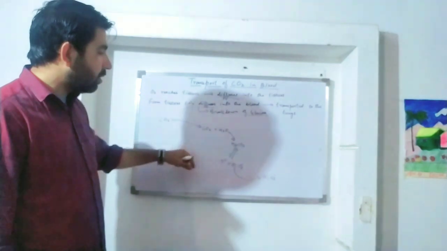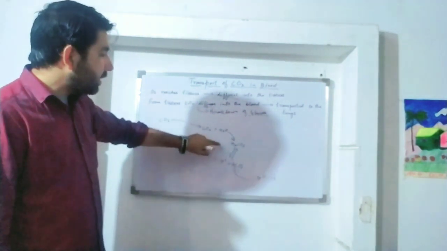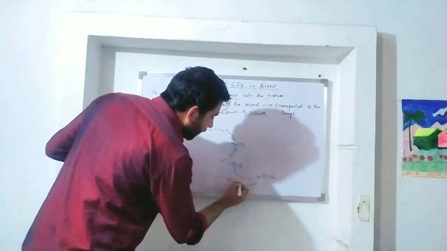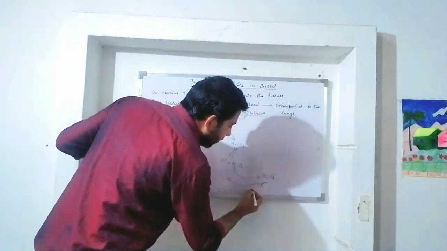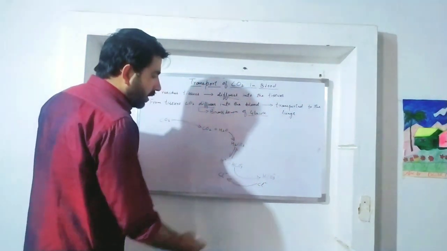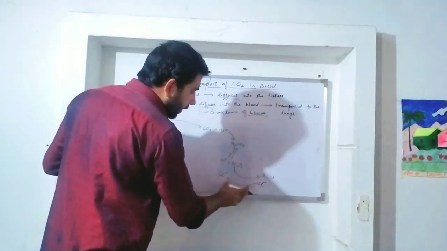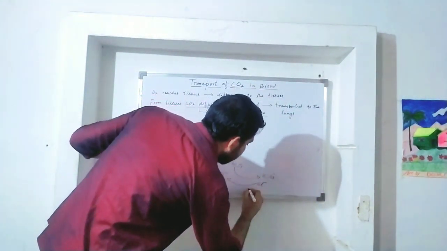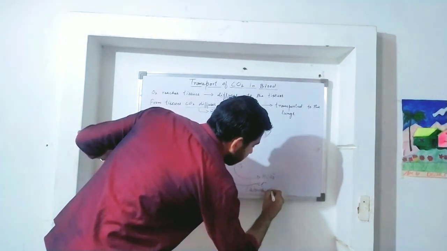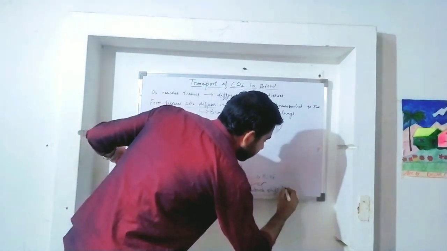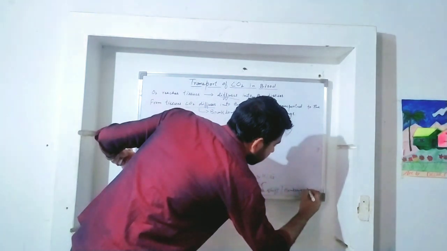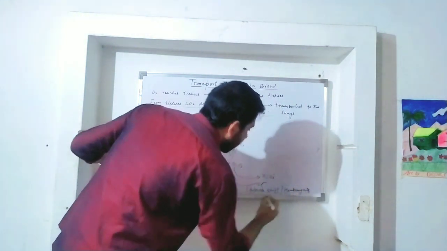the RBC will increase. In order to accommodate this increase in positive charge inside the RBCs, from the blood plasma the Cl negative ion, that is the chloride ion, enters into the RBCs. Now this transport is called the chloride shift, or it is also called Hamburger's phenomenon. Chloride shift or Hamburger's phenomenon.